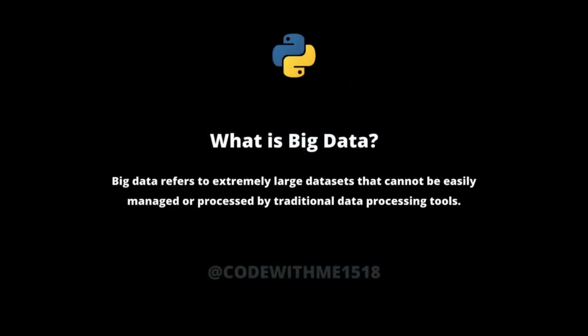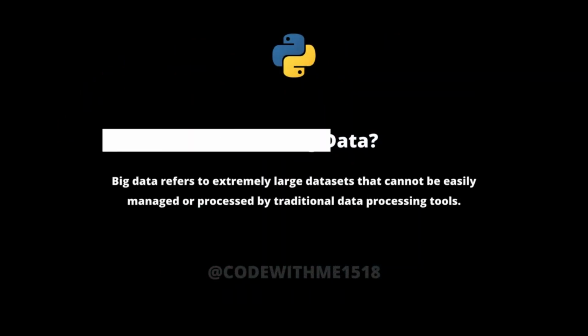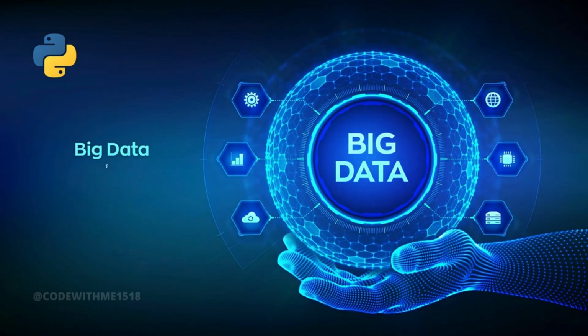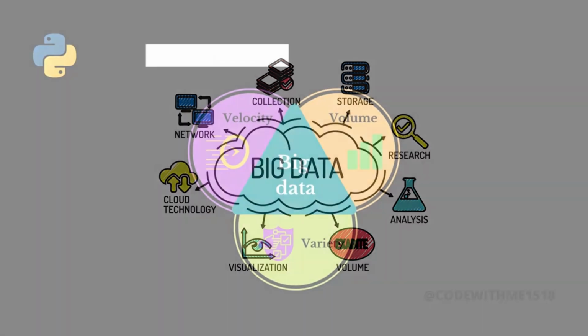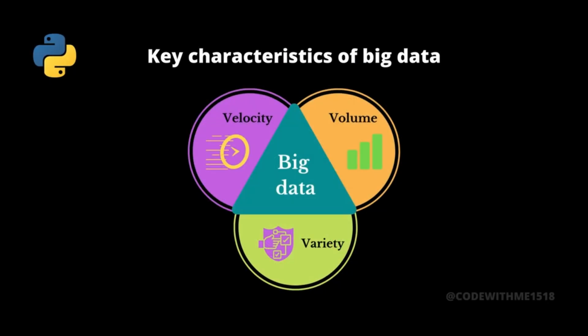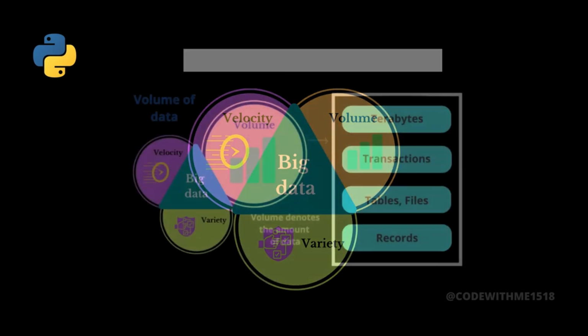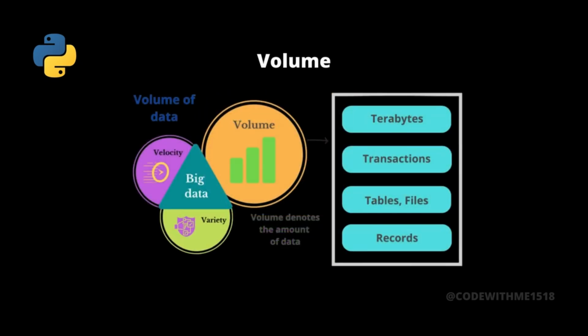First, let's understand what big data is. Big data refers to extremely large datasets that cannot be easily managed or processed by traditional data processing tools. The key characteristics of big data are often described by the 3 V's. Volume. The amount of data being generated is massive, often in terabytes or petabytes.